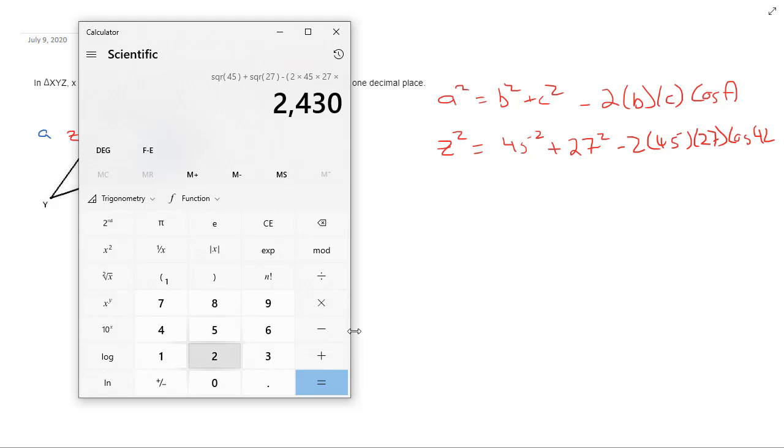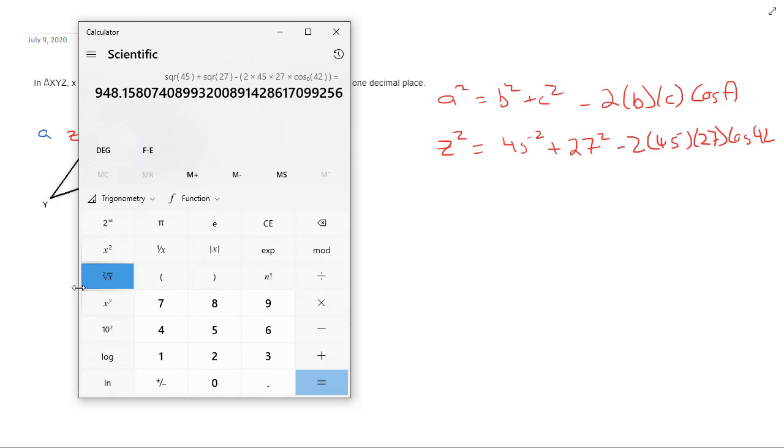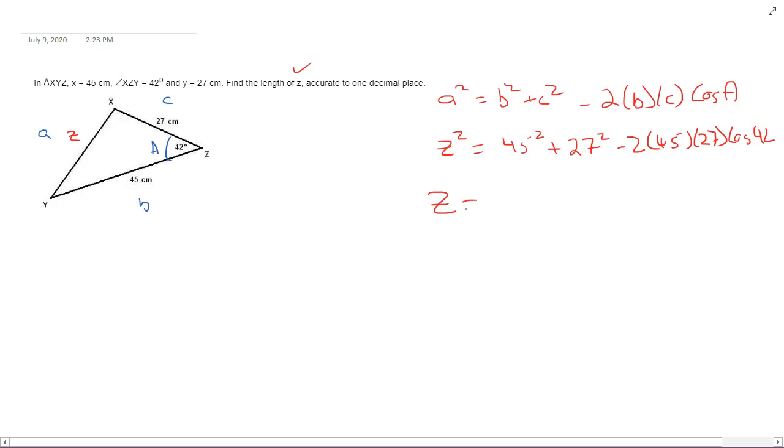Now because this is a backwards calculator, I have to enter in the angle first, use the trig drop down, cosine. Now I can close off my brackets, hit equals, and I know that z squared is going to equal 948.15802. But I want to know the square root of that. So I'm going to click on the square root symbol, and I end up getting z equals 30.8 rounded to one decimal place. And the units for this question are centimeters.